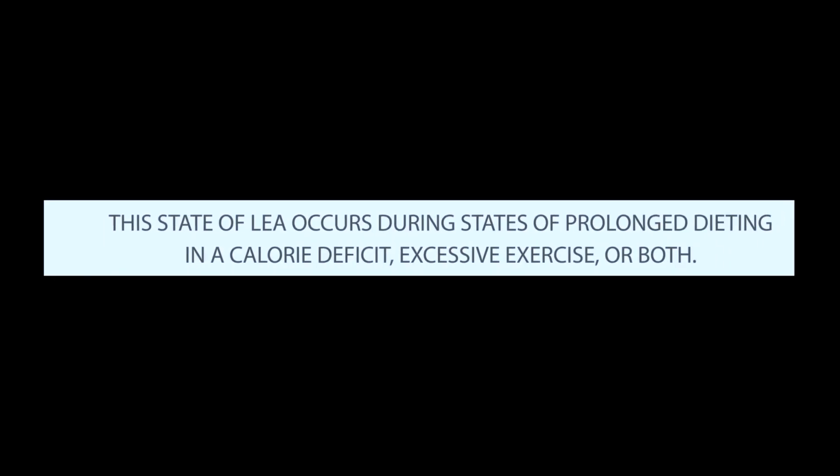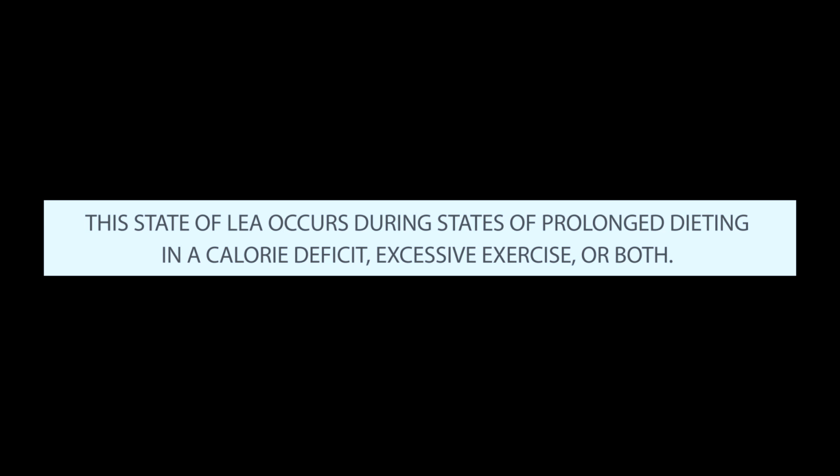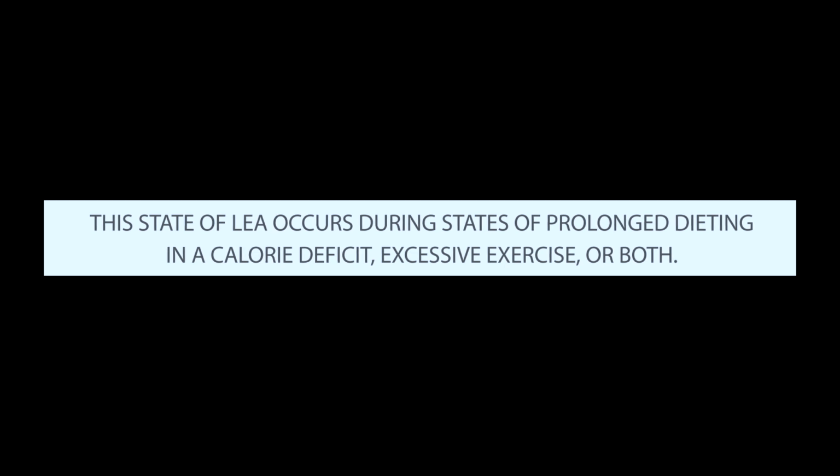It's important to understand that energy availability is specific to the individual and that the ranges spoken about in this module purely reflect where the current evidence is at with ranges of energy availability. What we do know for sure is that when the energy intake is less than what is required to support both basic metabolic processes and exercise load, our body enters a state of low energy availability, or LEA.